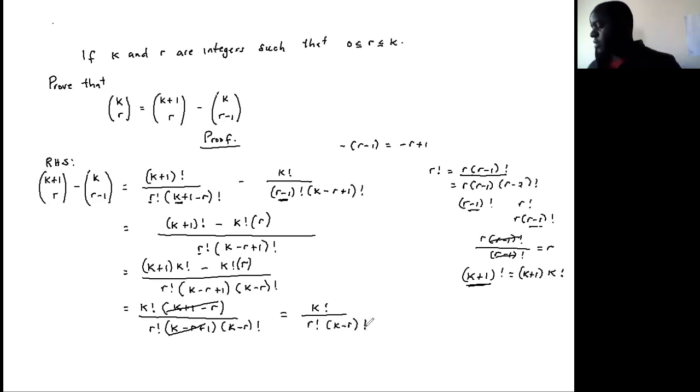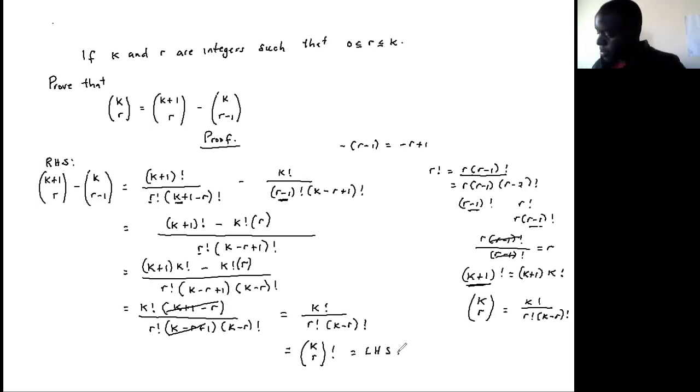So in case you are not able to see that we have reached the left-hand side identity, you can pick the left-hand side and just try to see how it gets defined. This is just the same as K factorial over R factorial, K minus R factorial, which is what we have here. So we just say this is the same as K choose R, which is the left-hand side. So what does that mean? It means that we are done. Hence proved.